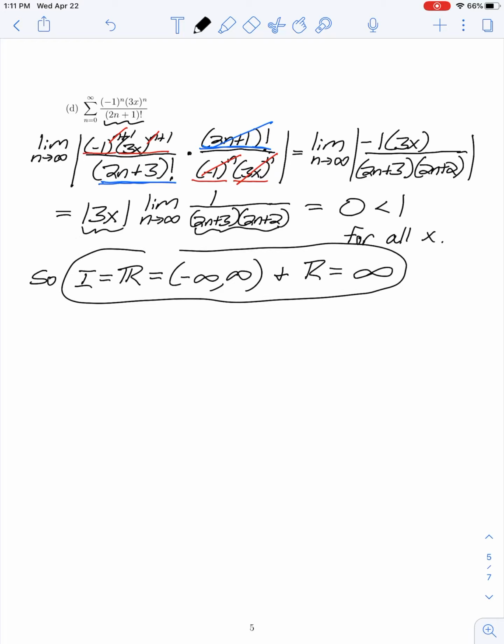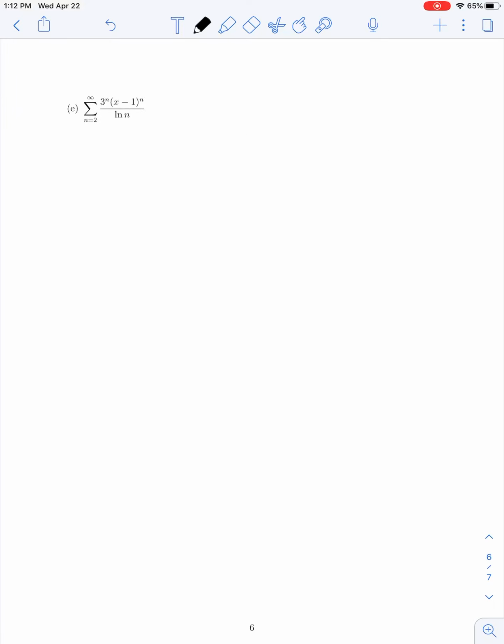So here we would have the best case situation where no matter what we choose for x, we're guaranteed that this series converges. So we've illustrated now all of those cases that we had considered for the interval and radius of convergence. So let's look at one more of these, to get a little extra practice here.